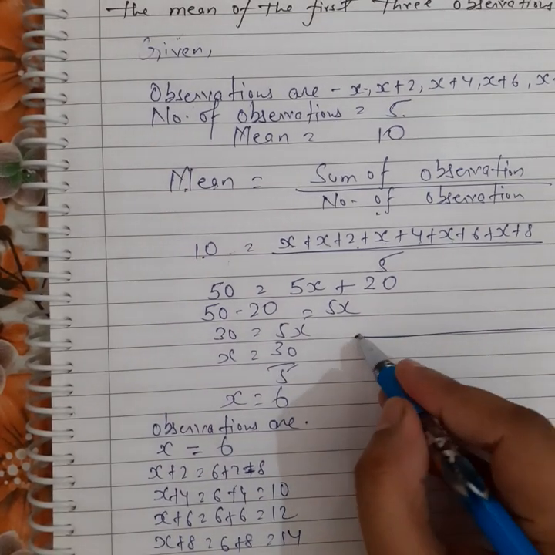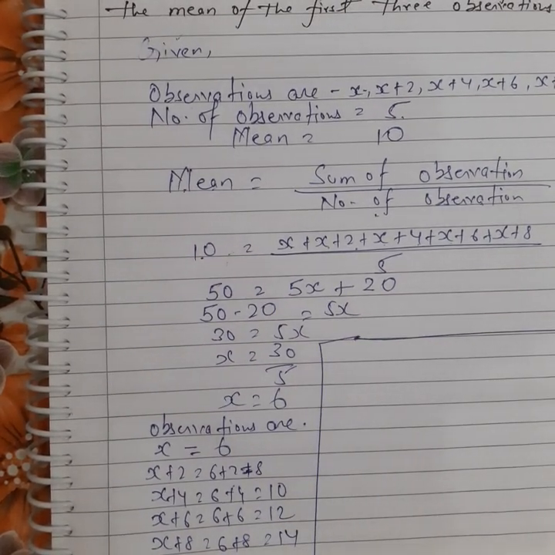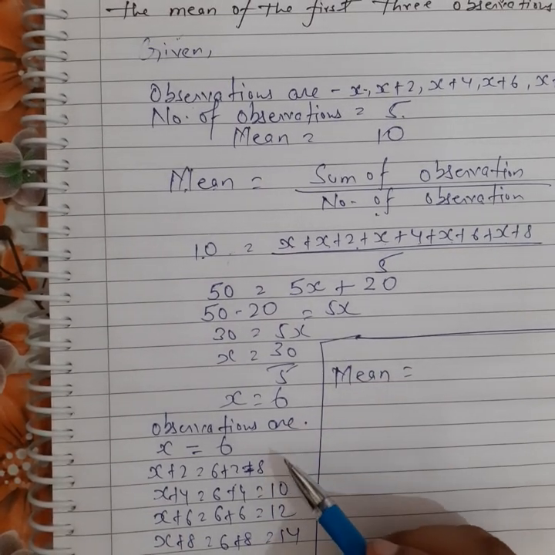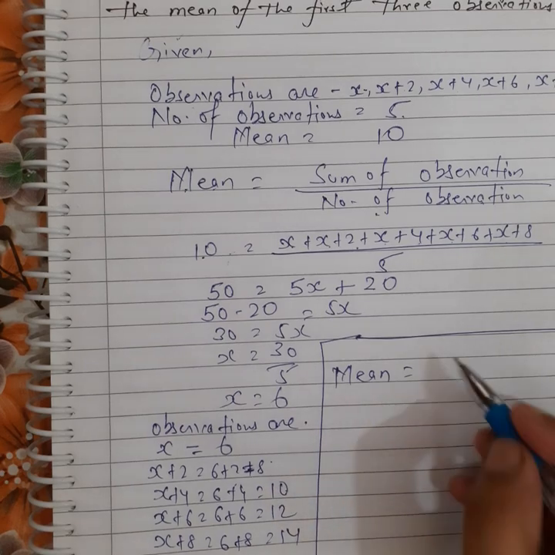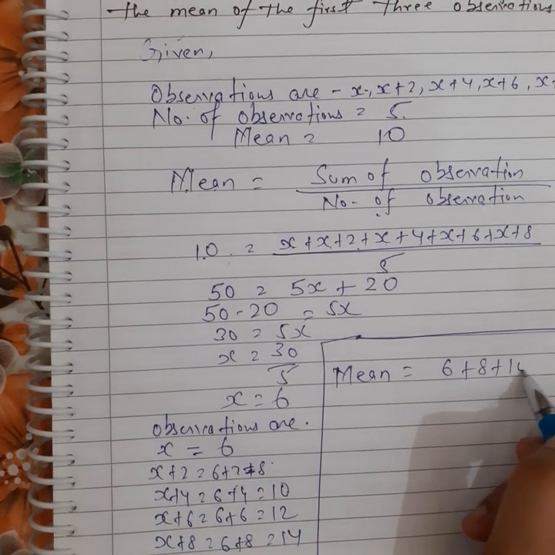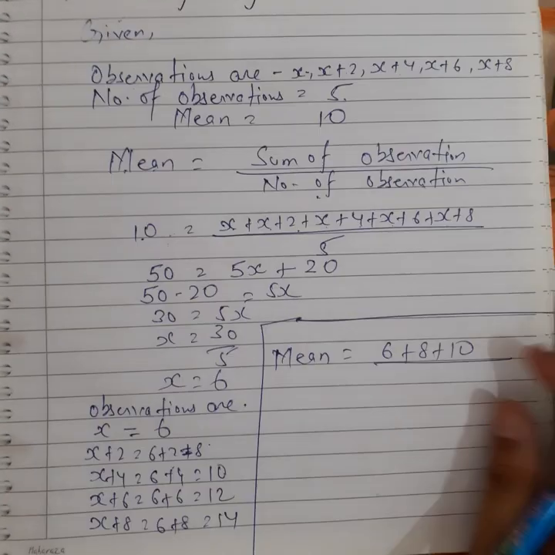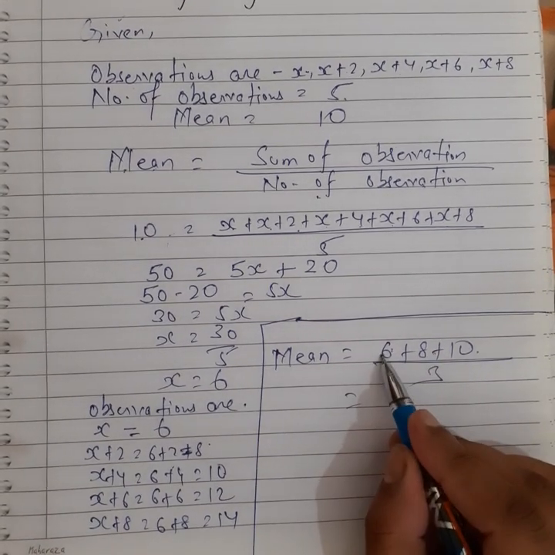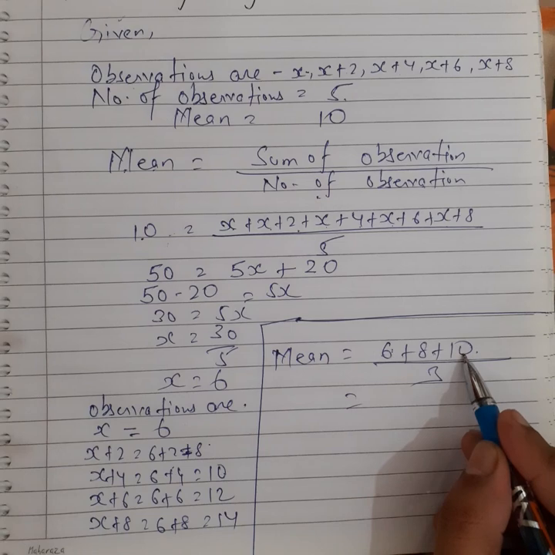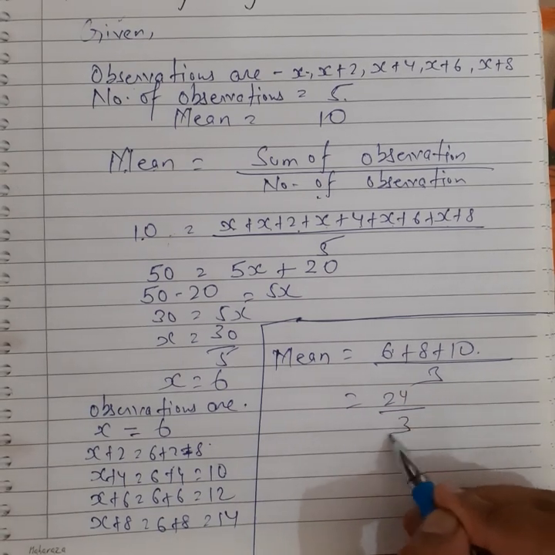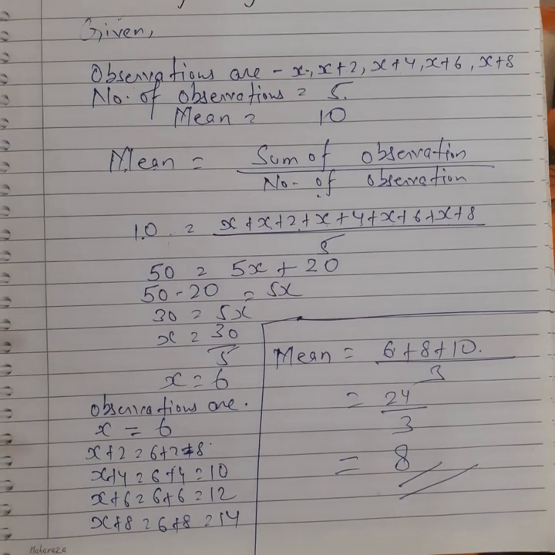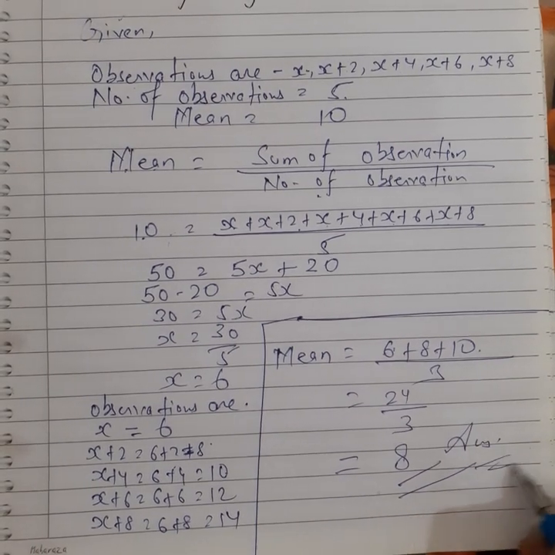Now we have to find the mean of 3 observations. Then mean is equal to the first 3 observations, that is 6, 8 and 10, so 6 plus 8 plus 10 by number of observations 1, 2, 3, that is 3. Now 8 plus 6, 14, 14 plus 10, 24 by 3, and the new mean we get is equal to 8. This is our final answer.